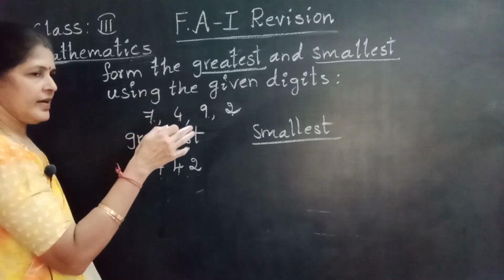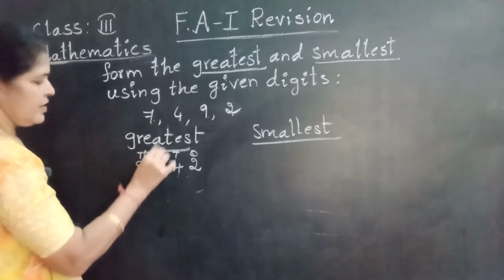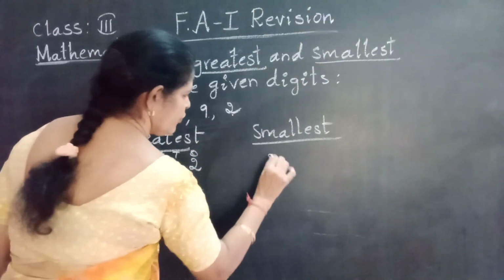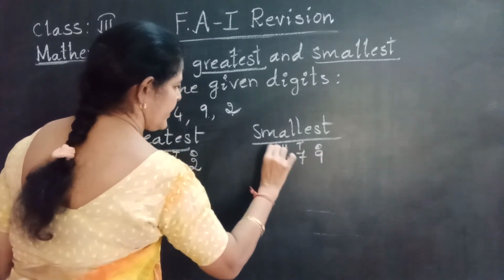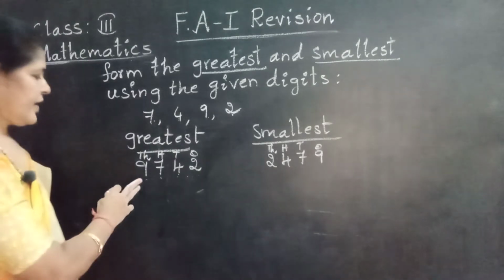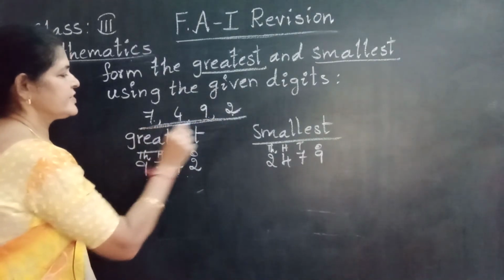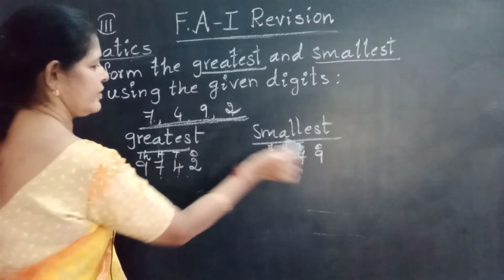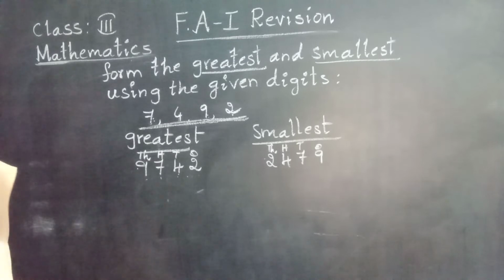These are separate digits, now we get some value. Ones, tens, hundreds, thousands. Now arrange those digits in ascending order and we get the smallest: 2, 4, 7, 9. 2479 is the smallest. 9742 is the greatest. We are using these digits only. See, 2, 4, 7, 9 and 9, 7, 4, 2. Okay. Next one.